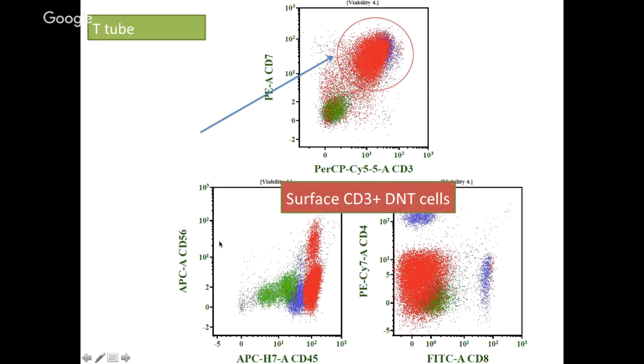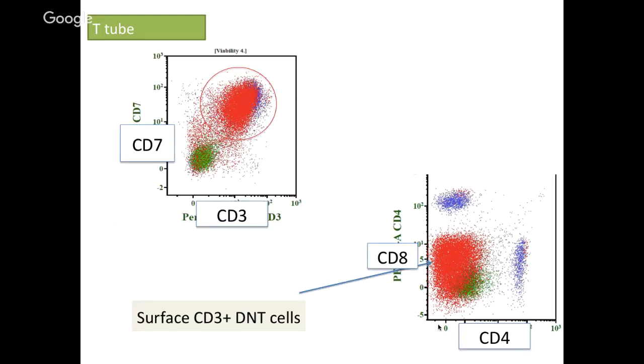When we go to the T-tube, all the red dots are positive for CD3 and CD7. So we are dealing with some kind of T-cell neoplasm. And they are 4 and 8 negative. So these red dots are 4 and 8 double negative T cells. These are the normal T helper cells. These are the normal CD8 positive T cells. And these are the cells, red dots, which express CD3 and 7, but they are negative for 4 and 8. So we have a neoplasm, which is double negative T cells expressing surface CD3. CD45 strong.